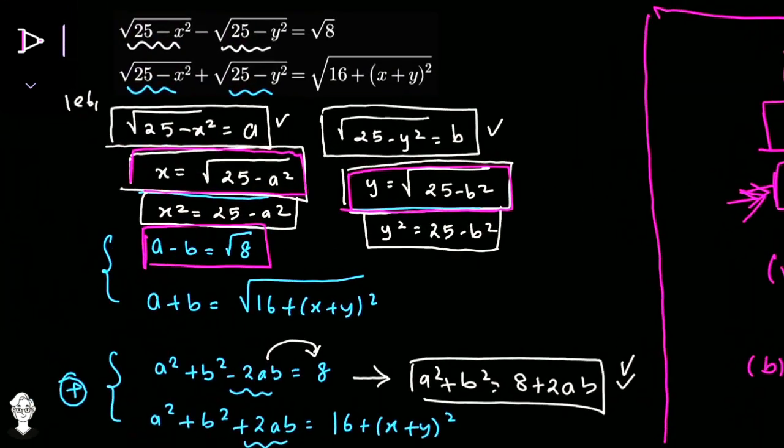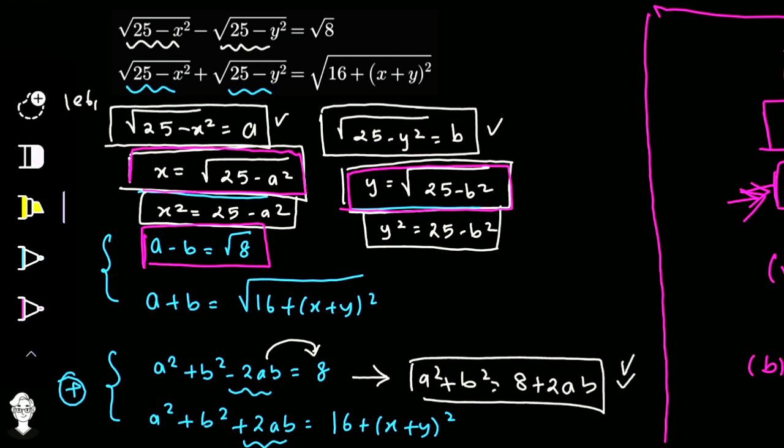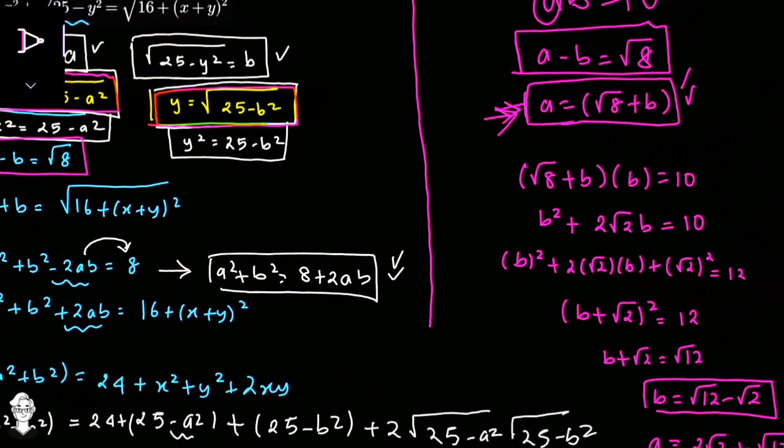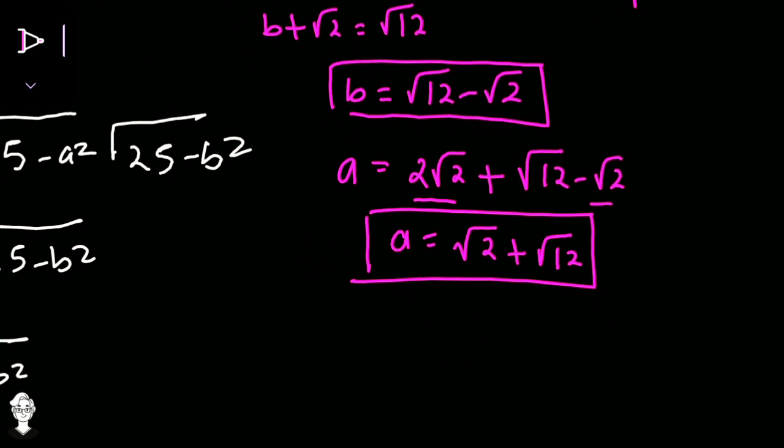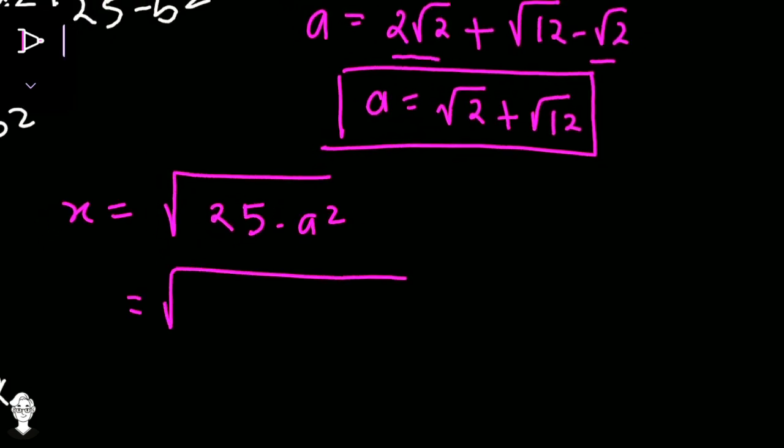Now we will put those in these equations for the values of x and y. Yes, remember that x is equal to 25 minus a square and y is equal to 25 minus b square. So let us do that over here quickly. So square root of 25 minus a square will give me the value of x. So I get that it's equal to root of 25 minus a square. So 2 plus 12 is 14.